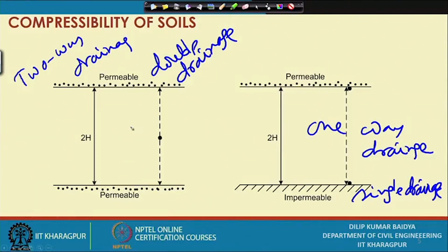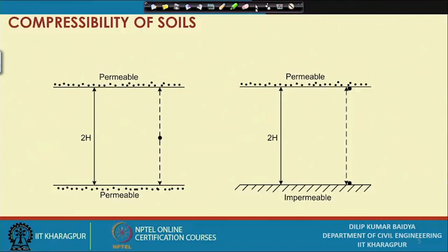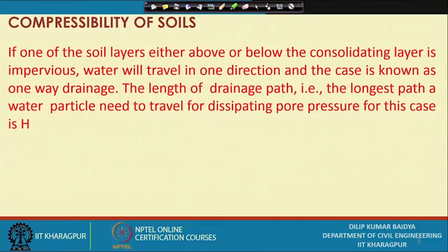Okay. So, in double drainage, h will become half the thickness of the layer, and in single drainage, it will be the thickness of the layer itself. So, this is the same thing repeated here, whatever I have just told.